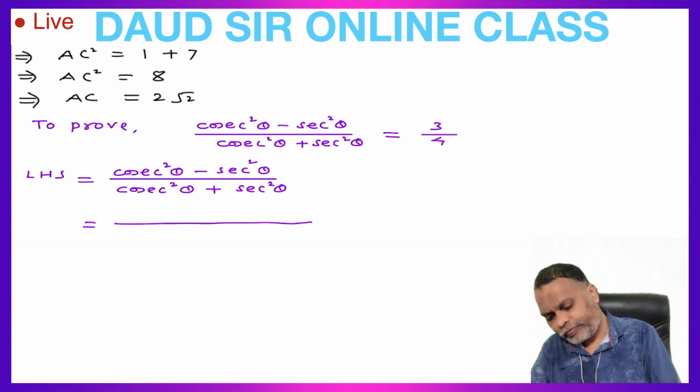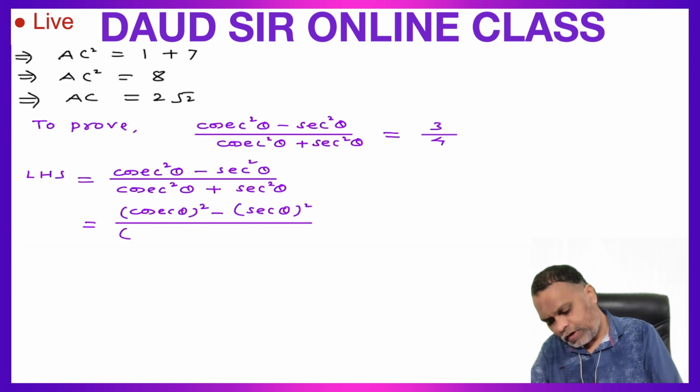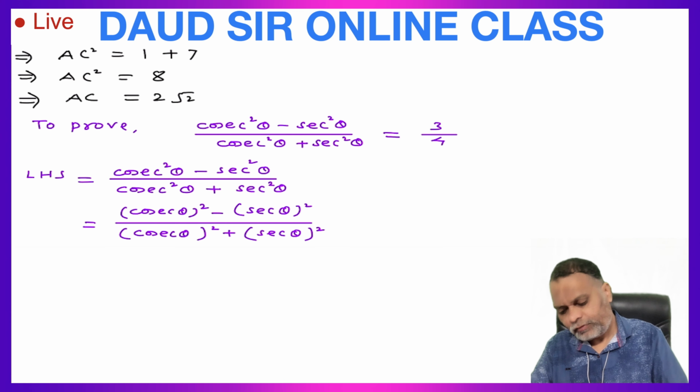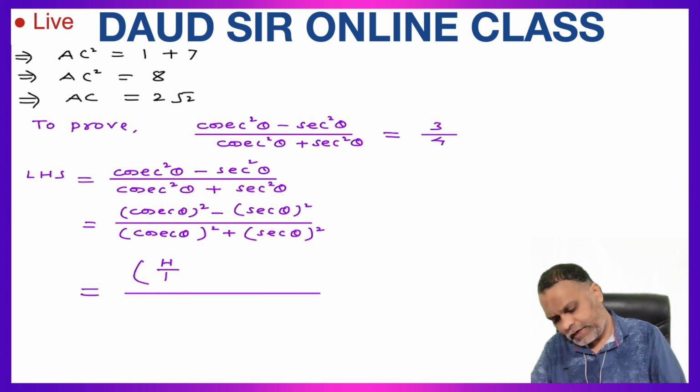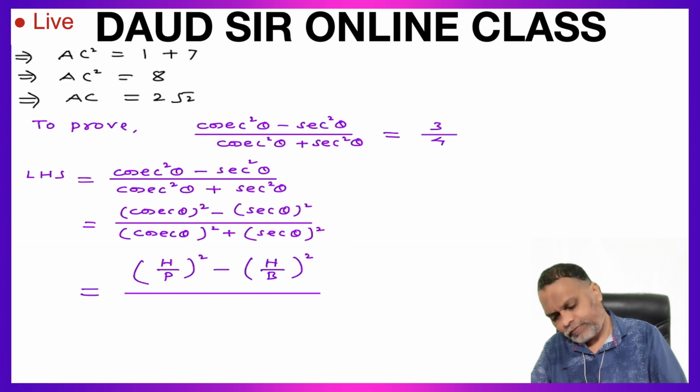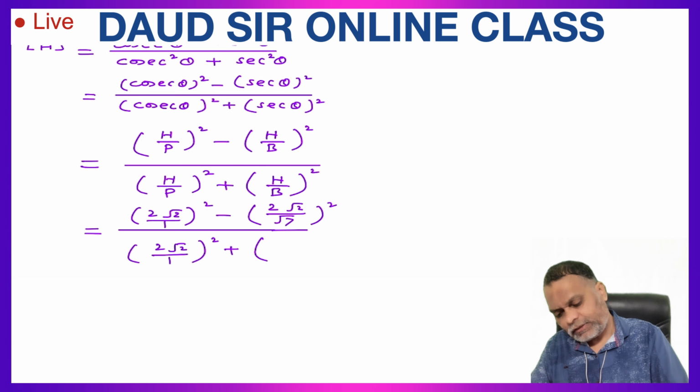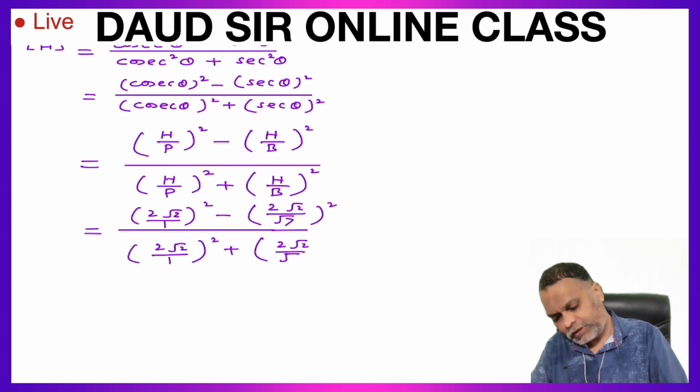This we can write cosec theta whole square minus sec theta whole square upon cosec theta whole square plus sec theta whole square, which is equal to cosec theta is hypo upon perpendicular, reciprocal of sine, square, minus sec theta is hypo upon base, this is reciprocal of cos, plus h upon b, 2 root 2 upon root 7 whole square.